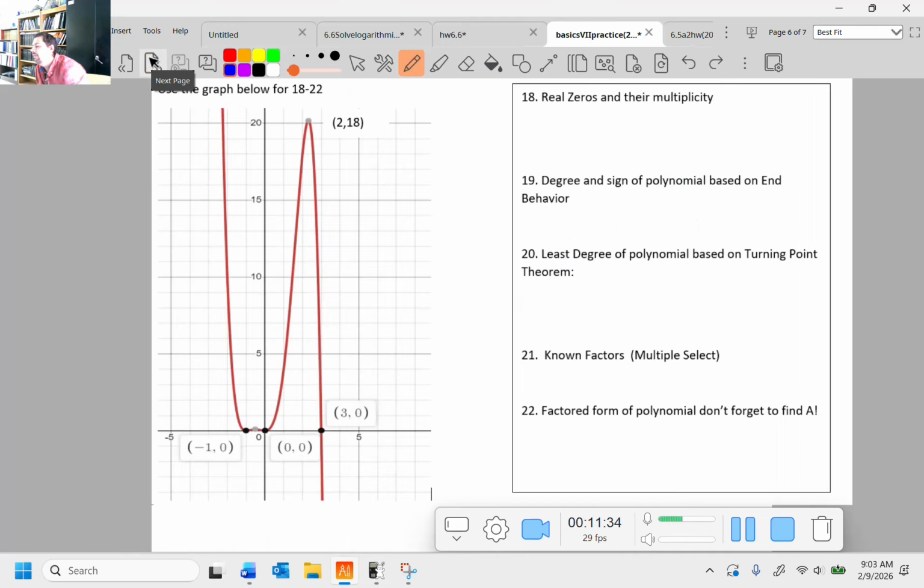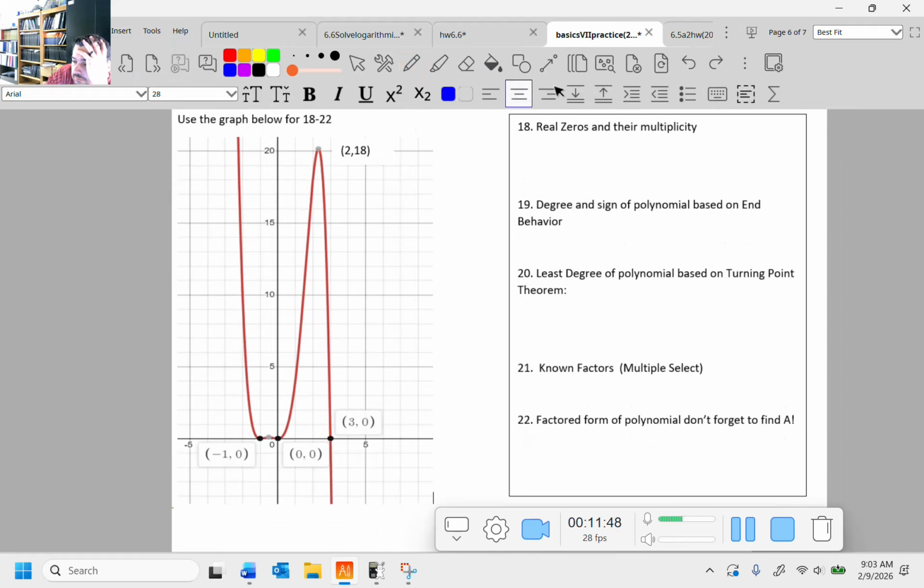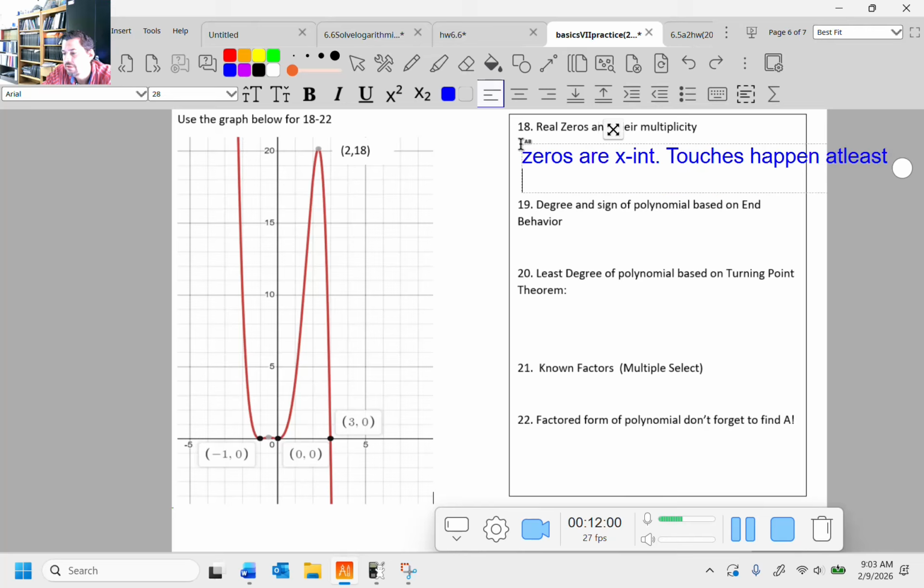And moving forward with my life, I think this is the last grouping here besides some bonuses. Use the graph for 18 through 22. Find the real zeros and their multiplicity. Now, zeros are also known as x-intercepts. That's what they are. Let's make some notes here. Zeros are x-intercepts. Touches happen at least twice. Crosses happen at least once.